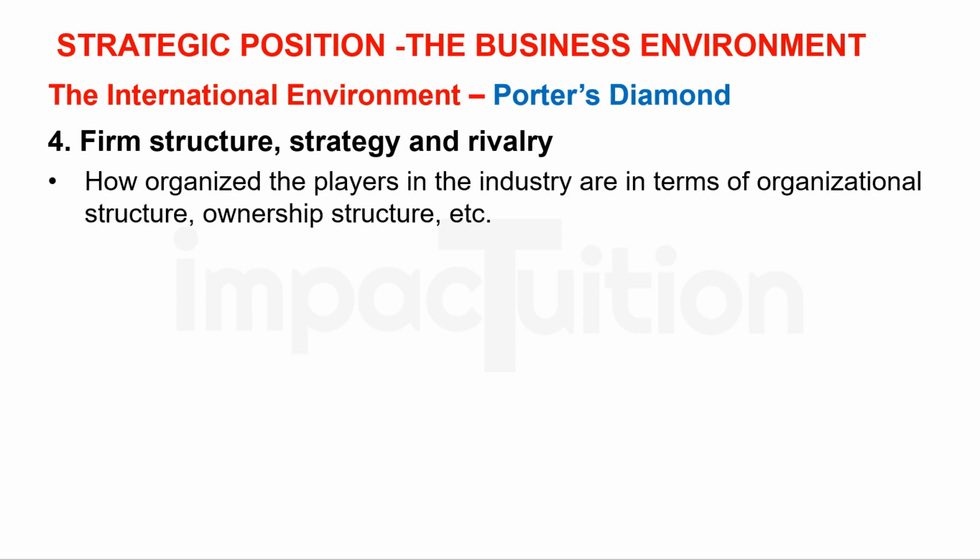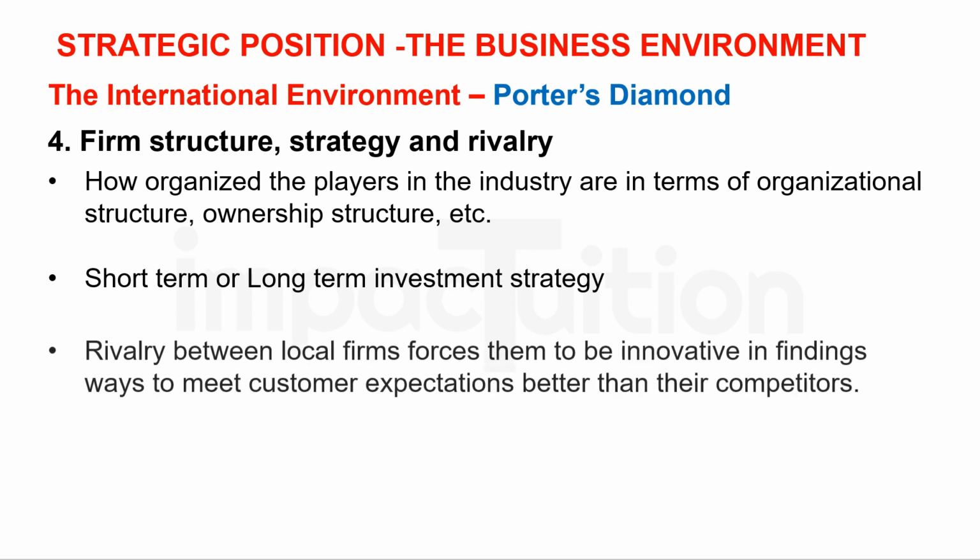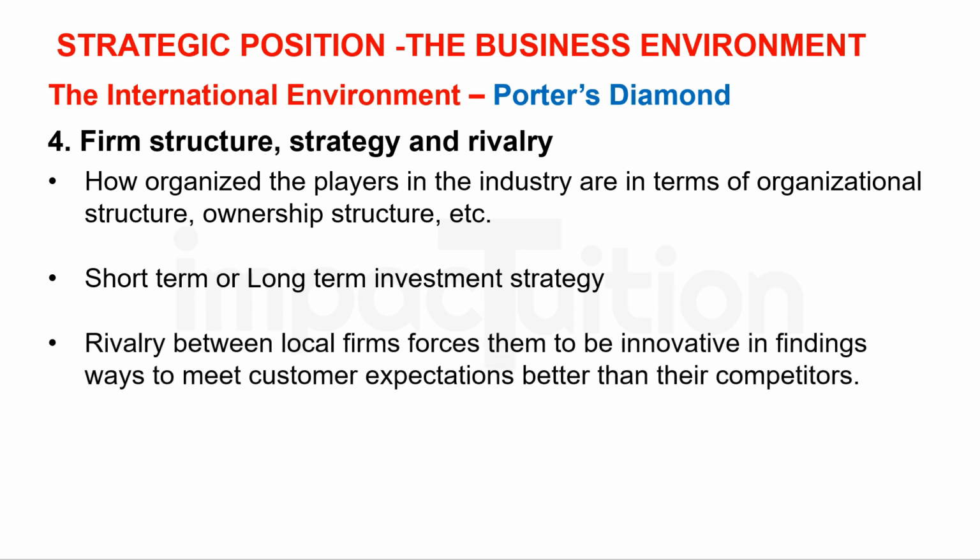Firm structure looks at how organized the players in the industry are in terms of organizational structure, ownership structure, etc. The strategy talks about either a long-term or short-term investment strategy. And the rivalry looks at the rivalry between local firms, which forces them to be innovative in finding ways to meet customer expectations better than their competitors. So this is a summary of all the four elements in the Porter's diamond.